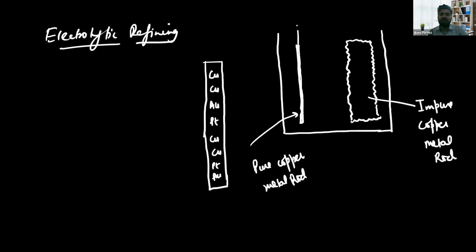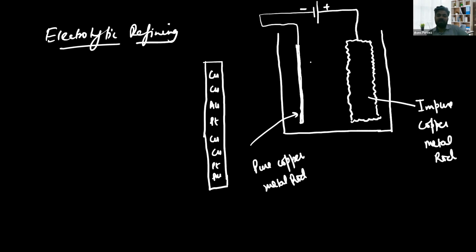Then we will connect it to the electric current. Always note it down: first negative, then positive. It is arbitrarily chosen according to the IUPAC guideline that in an electrolytic cell we always keep the anode at the right side and the cathode, the negatively charged rod, at the left-hand side. So if this is negative, this is positive.